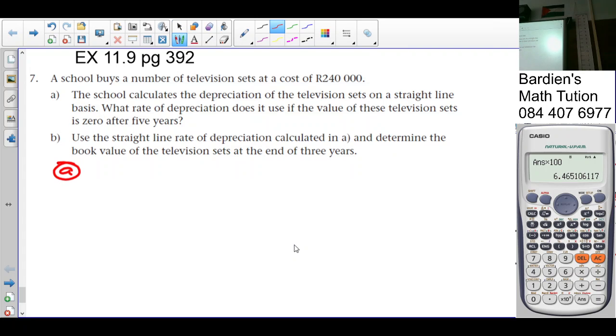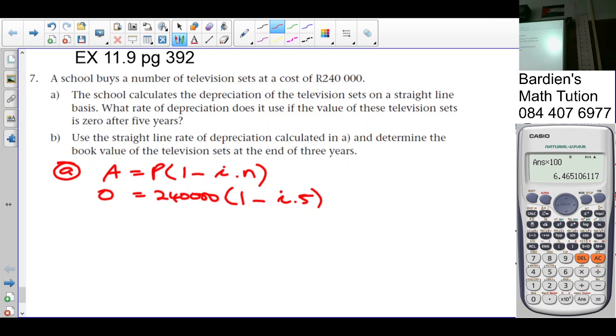Straight line basis. No? So A is equal to P into 1 minus i times n. So what's your P value? 240,000. Not so. What is your ending value? 0. Into 1 minus i, this is what you're calculating, times n. 5. Not so. So what do I do in order to calculate i?